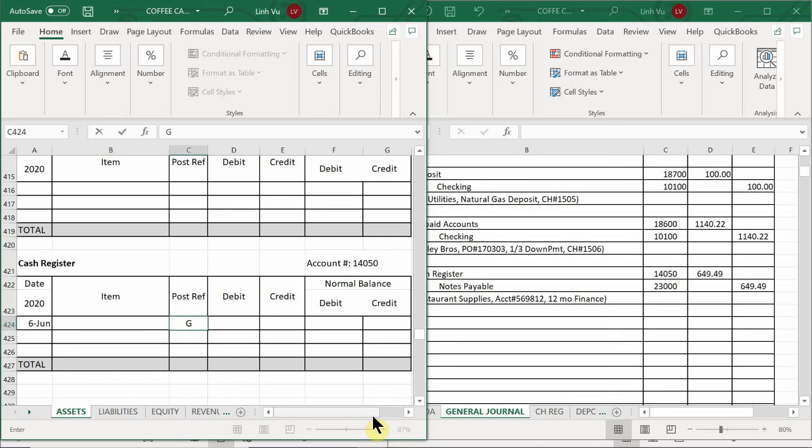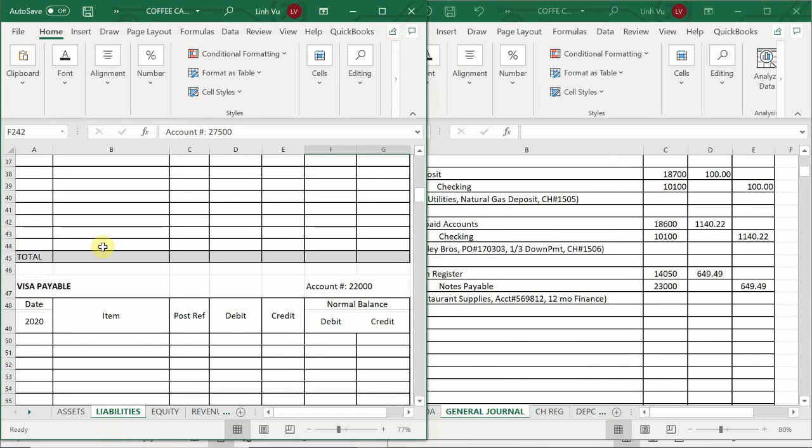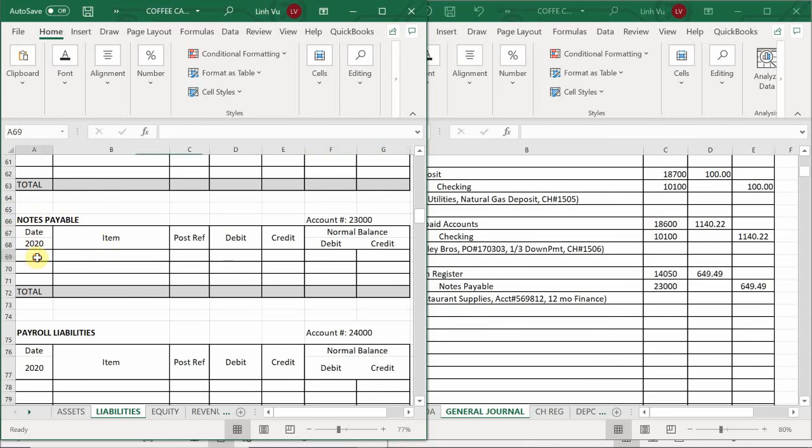So again, post reference is general journal number 2. All right? Debit's going to be for the $649.49, which makes that my beginning balance on the debit side. Okay. So then now that we have this right there, we need to go to liabilities because a notes payable is going to be a liability. All right. So here, my notes payable account's right here.